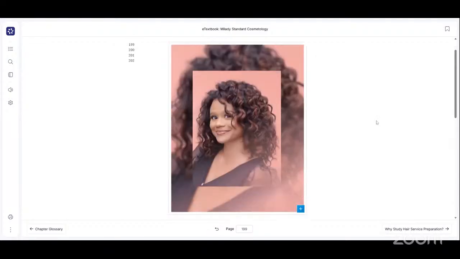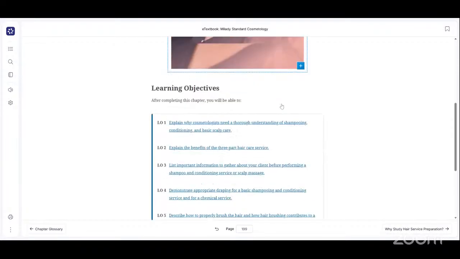Okay. Let's look at this picture though. When I talked about activating texture, this is activated texture. Okay. You've got some kind of curl, some kind of pattern, some kind of coil. Non-activated texture is going to be bone straight hair, straight, smooth hair. So we have texture that's activated and texture that's non-activated.